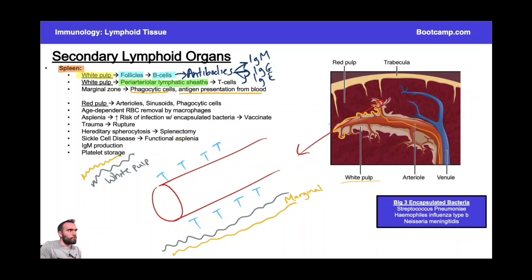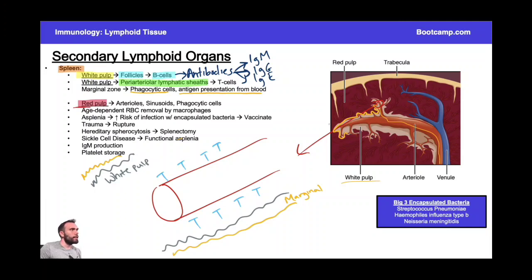That's really the extent of it that you'd have to know here. Now, what about the red pulp? Okay, so you can see the red pulp is all this area around the white pulp, again, separated by the marginal zone. Now, red pulp is kind of easy to intuitively make sense of. So the red pulp is going to manage a lot of the red blood cells.